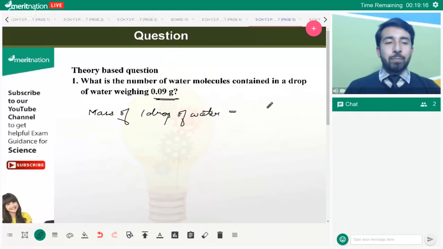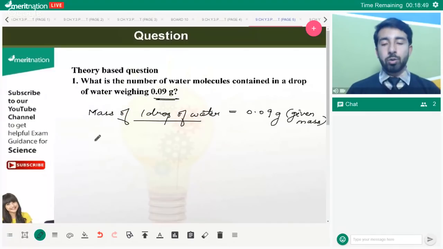We can simply calculate the number of neutrons by subtracting the number of protons from your mass number. Exactly, we can do it by electronic configuration. Yes, you have to learn only the first 20 elements of your periodic table. Now we are given the mass of one drop of water, which is 0.09 gram. So this would be your given mass.